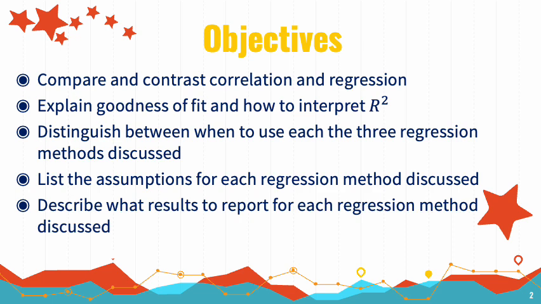Following this lecture, students should be able to compare and contrast correlation and regression, explain goodness of fit and how to interpret R-square, distinguish between when to use each of the three regression methods discussed, list the assumptions for each of the regression methods discussed, and describe what results to report for each regression method discussed.